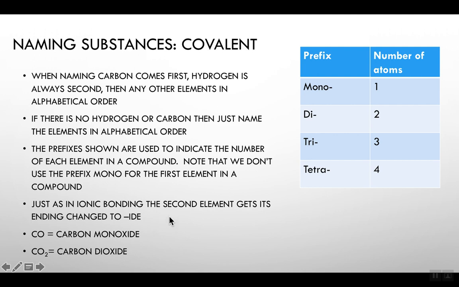Okay? Whichever element we're putting second, and this is the same rule for ionic or covalent bonding, the second one gets the ending "ide." So carbon monoxide has the prefix mono, which tells us we've got one of the oxides, whereas carbon dioxide has got two of them.